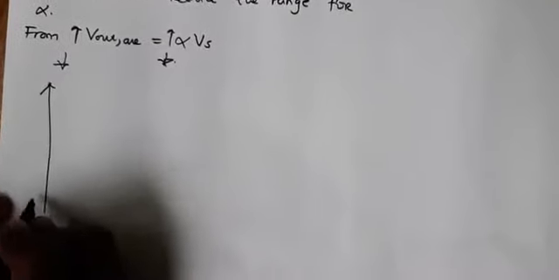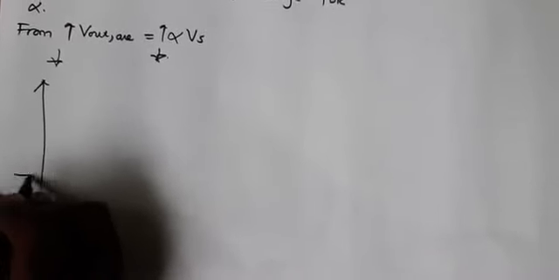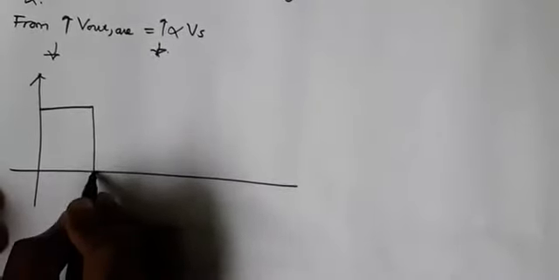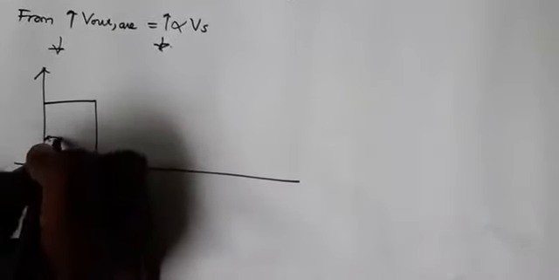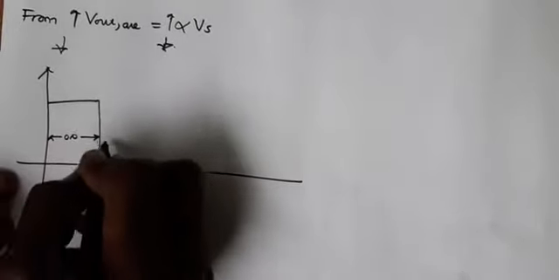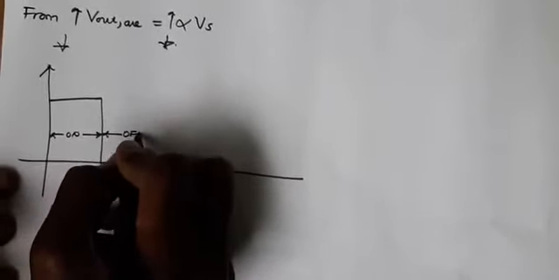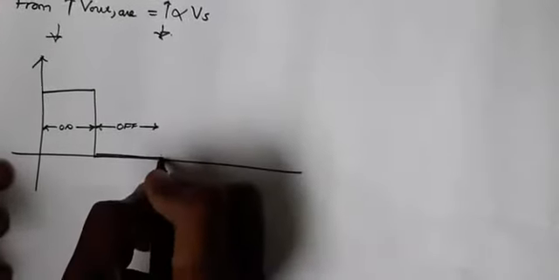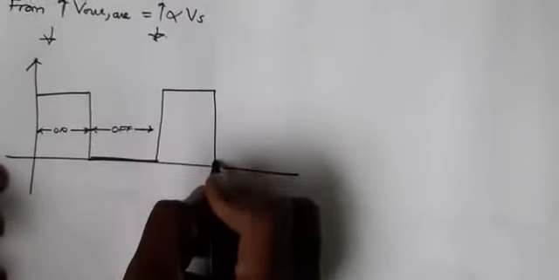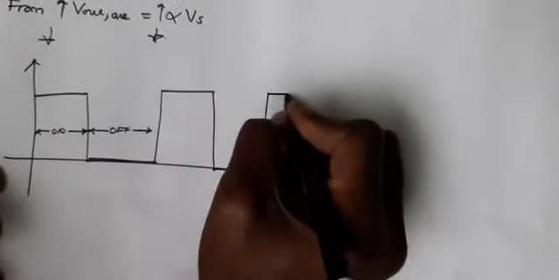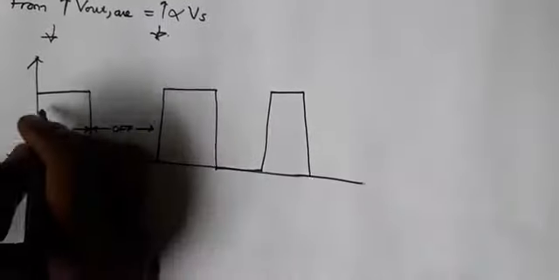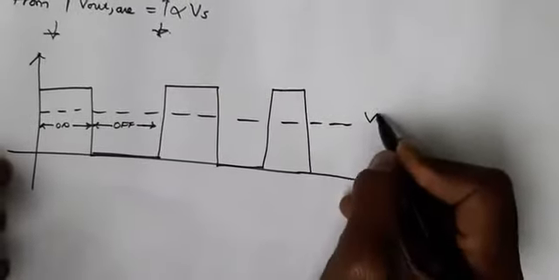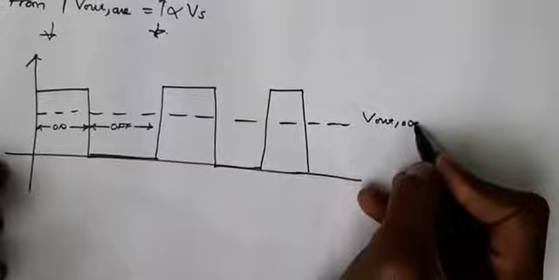For a particular duty cycle, the output waveform is going to be shown as follows. This is going to be the on period, and then during off, we saw that the output voltage is 0. So we are going to have something of this kind, and the average output voltage is found somewhere here. So here is V out average.